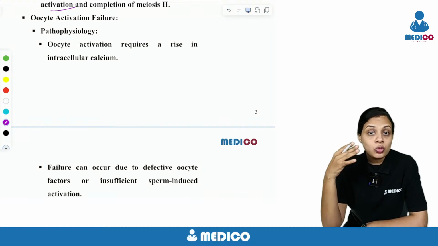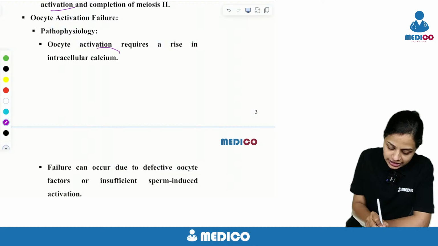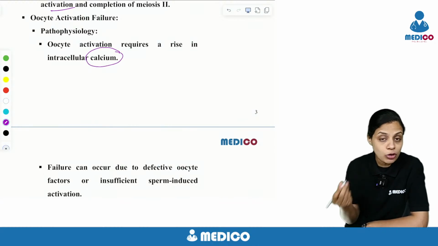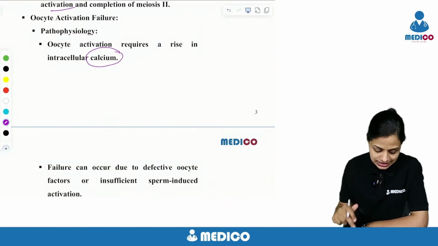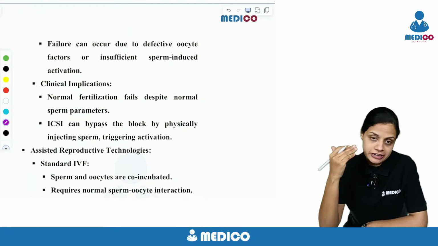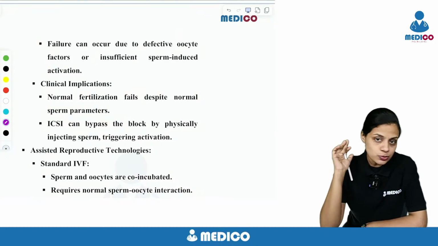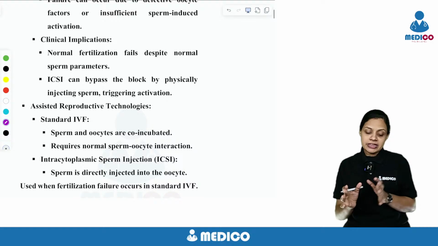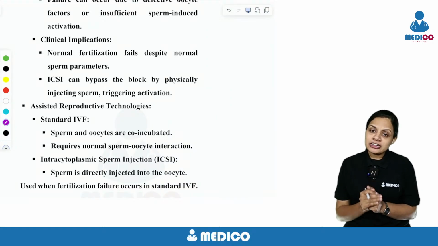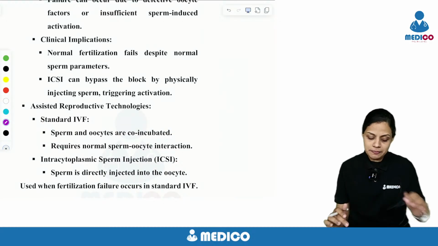That means for oocyte to be activated, there has to be a rise in the intracellular calcium, which is the ion that is responsible for oocyte activation. It is calcium. So if there is some defective oocyte factors or there is insufficient sperm-induced activation, this will not take place. What does this mean? It means that normal fertilization will fail to occur in spite of all the normal semen parameters.